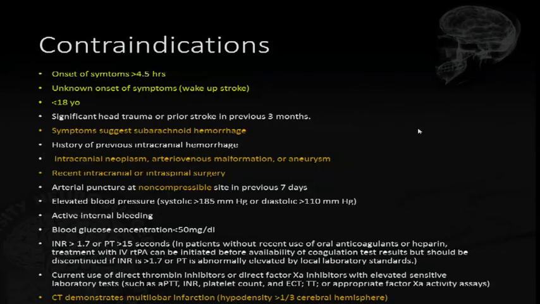The history of aneurysm is untreated aneurysm. If the patient has a clipped or coiled aneurysm that was a non-ruptured aneurysm, then it's not a contraindication. If it was ruptured, then it is a contraindication. Same for AVM. If it was treated, it's not there anymore, and it was not a ruptured AVM, then it's not a contraindication anymore.